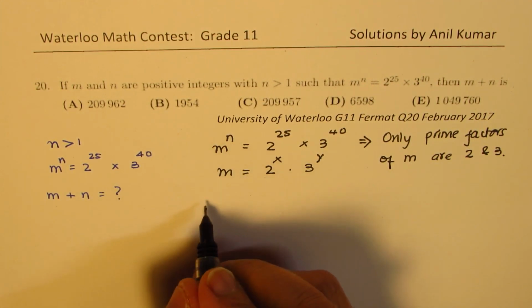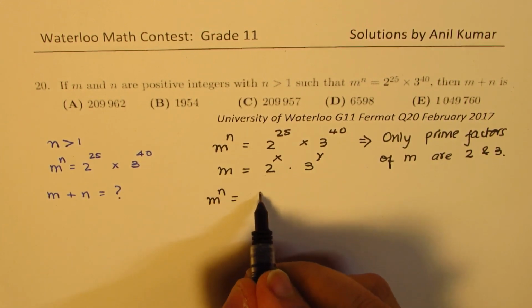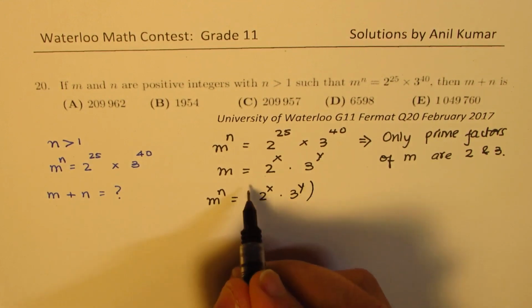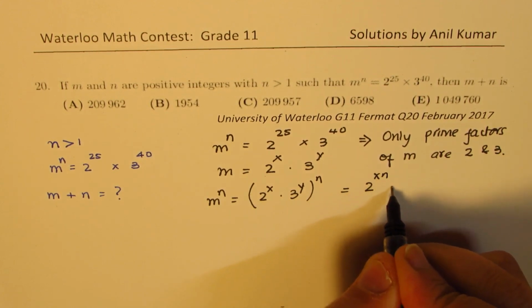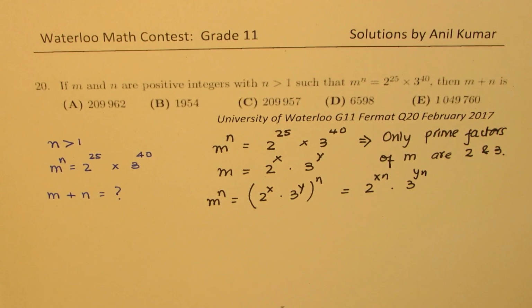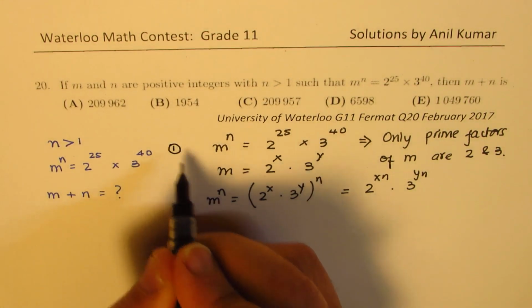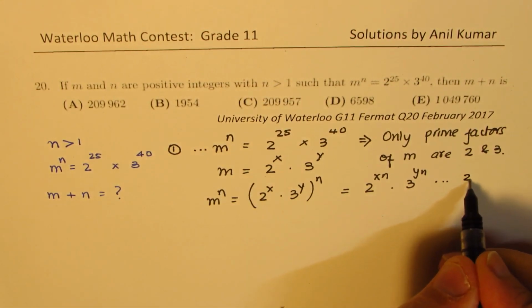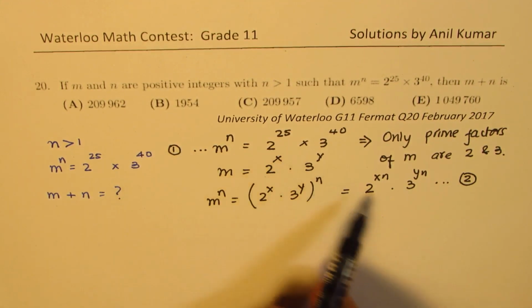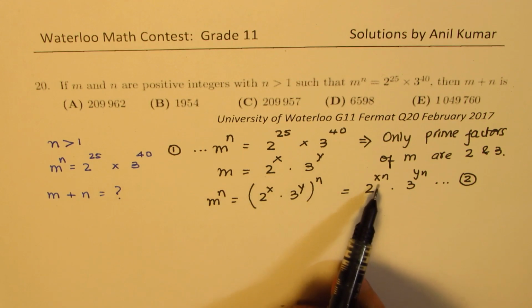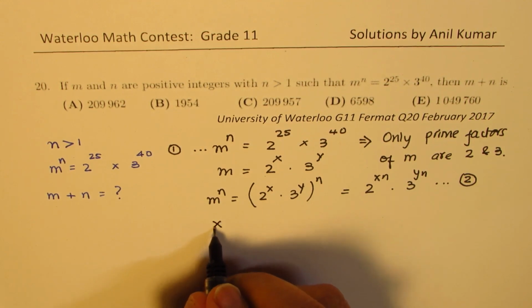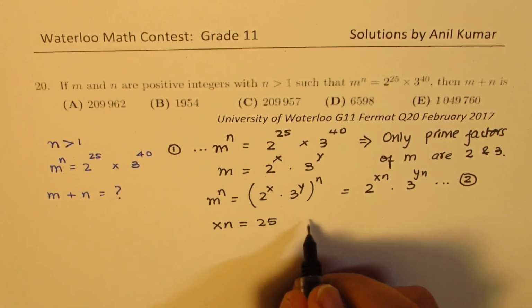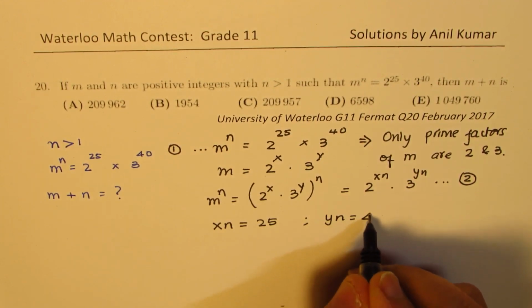Now, getting back to m to the power of n, which is 2 to the power of x times 3 to the power of y, all to the power of n, which you could definitely write as 2 to the power of xn times 3 to the power of yn. Now, we can compare the given equation, which let me call equation number 1, and this as our equation number 2. So when you compare these two equations, the exponents of 2 are 25 here and xn there, and for 3 it is 40 and yn. So that means we get two equations: xn is equal to 25, and yn equals 40.